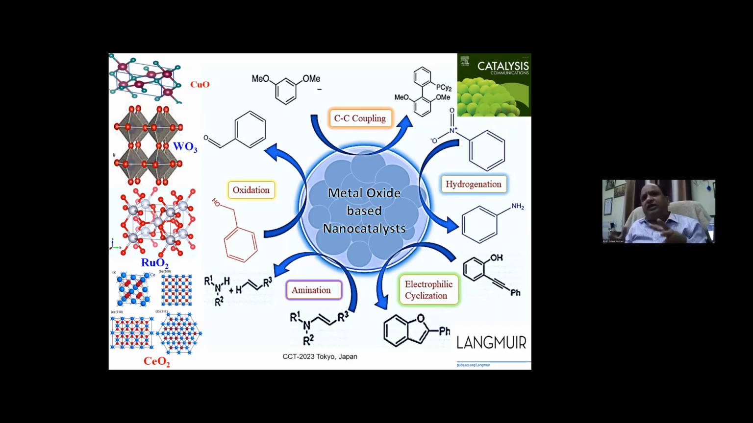And for these conversions, we design very beautiful structures of metal oxides, which act as nanocatalysts, like copper oxide, tungsten oxide, copper or silver doped tungsten oxide, ruthenium oxide, some phases of cerium oxide, or some composites of cerium oxide. Then we apply these structurally important materials for nanocatalysis for these kinds of conversions, and we are publishing a good number of papers in this area also. But today I am going to speak about the energy issue.